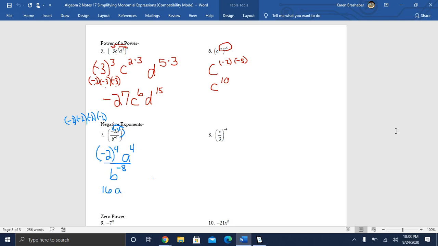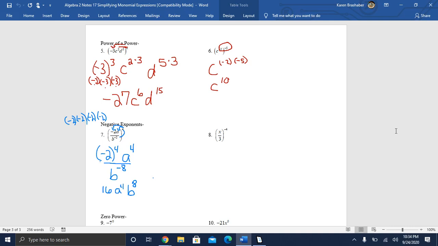Then I have a to the 4th. Now, I have a negative exponent on the bottom. If you have a negative exponent in the denominator, you'll move it to the numerator. And when you move it, the exponent becomes a positive. Then your denominator has nothing left in it but a 1, and I don't want you to write that 1. I just want you to leave it like this: 16, a to the 4th, b to the 8th.